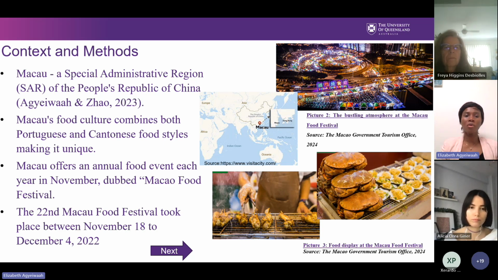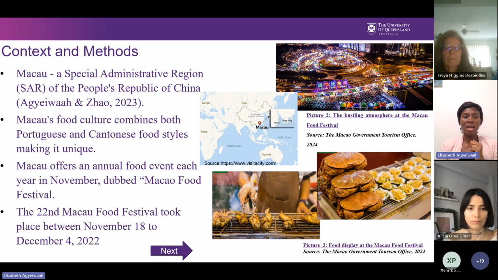And so a lot of tourists and locals will come to this event, and that is one reason why visitors have been the focus of a lot of the research, because it attracts a lot of visitors. But we also need to listen to residents' voice concerning this event, which was the purpose of the study. The event that was the focus of this study was in 2022, the 22nd Macau Food Festival.